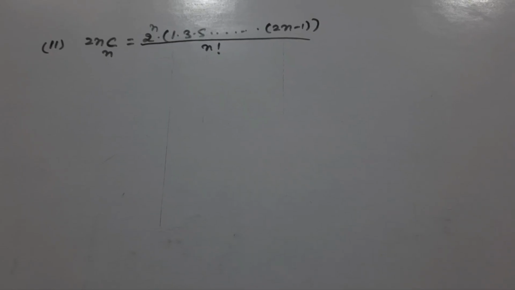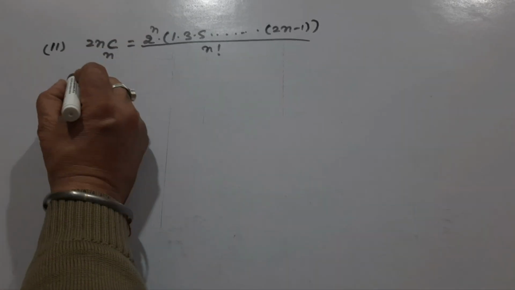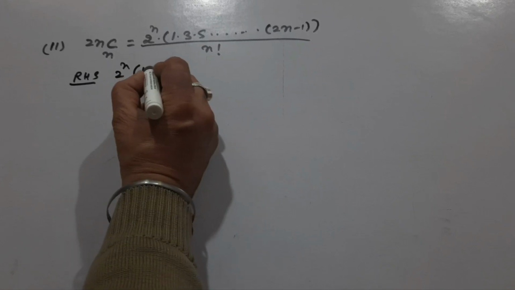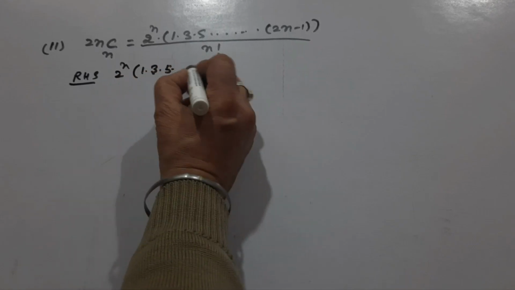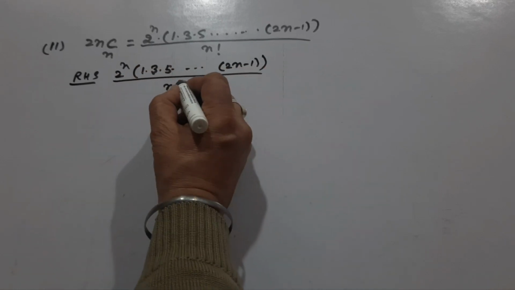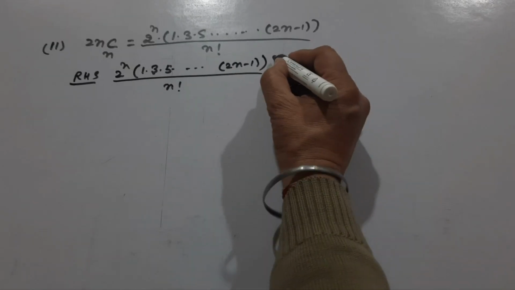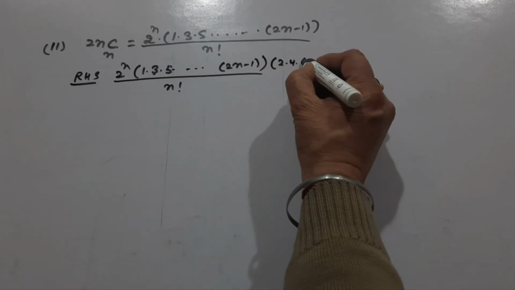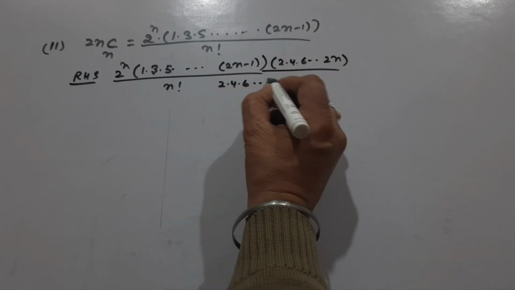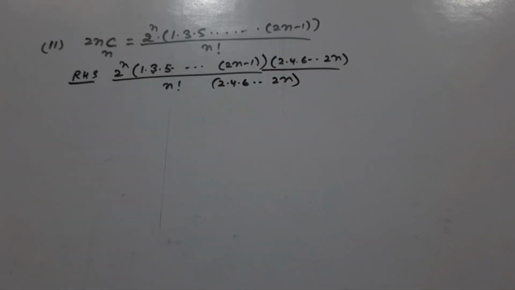Now the 11th question is prove that 2nCn is equal to 2 power n into 1·3·5 up to 2n-1 upon n factorial. So students, in this question we take the right side, and the right side is 2 power n into 1·3·5 up to 2n-1 upon n factorial. Now students, here multiply and divide by 2·4·6 up to 2n, like this.